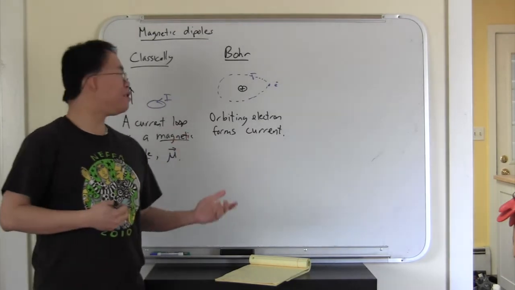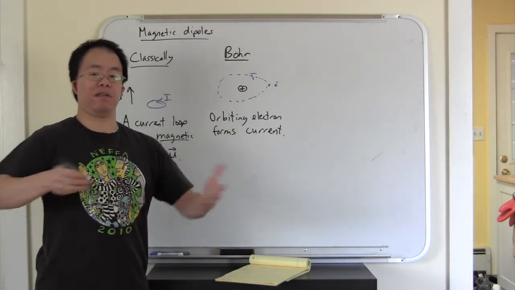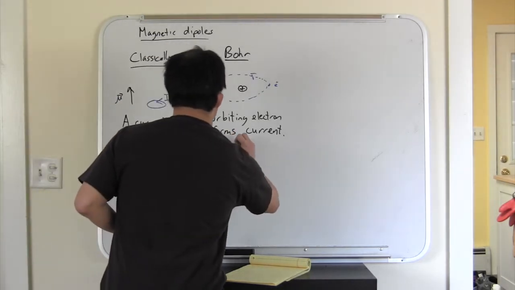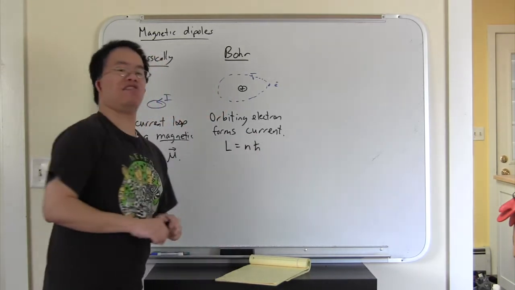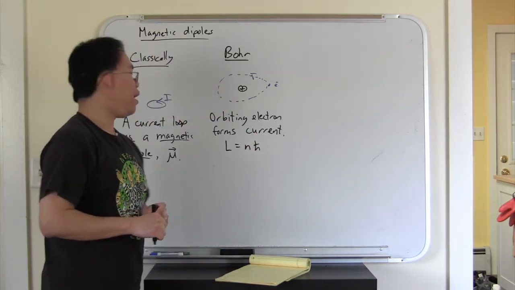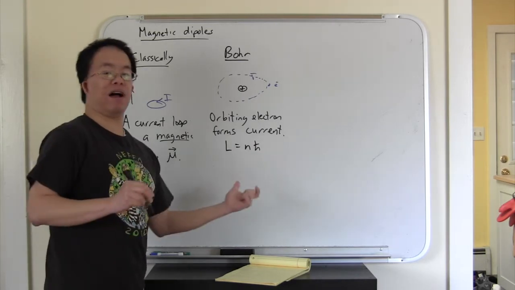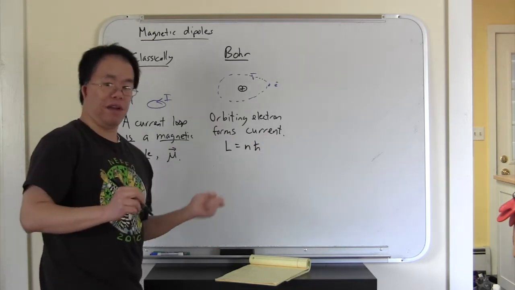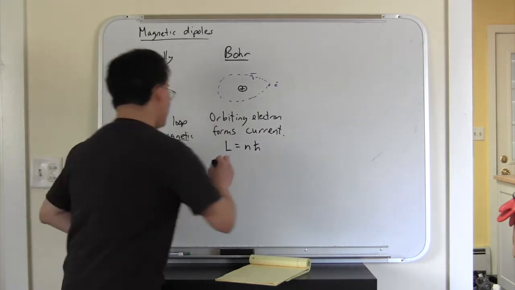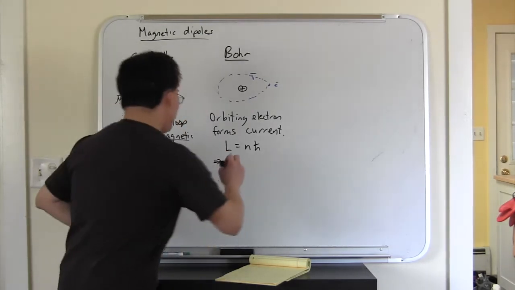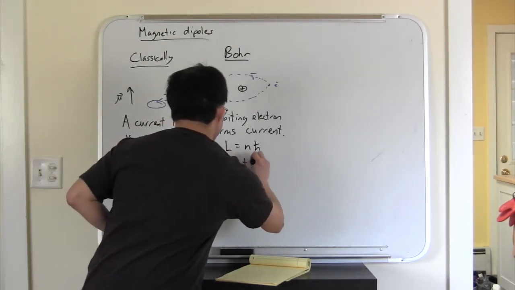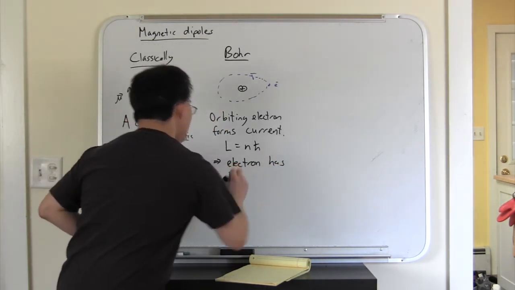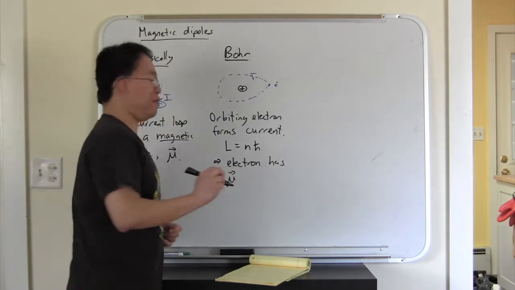So remember, there's a connection here in the Bohr model. The electron always has some orbital angular momentum, right? Remember that L equals n h bar. And so once you have some orbital angular momentum here, you have an electron that's orbiting and making a current. So the electron has a magnetic dipole moment mu associated with its orbital angular momentum.